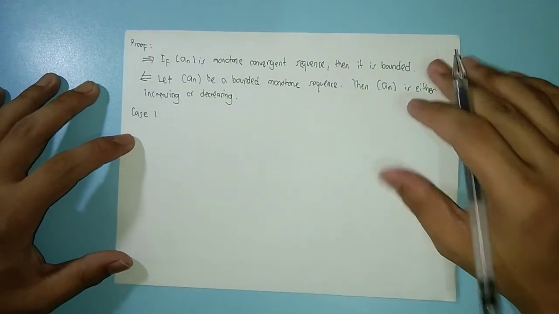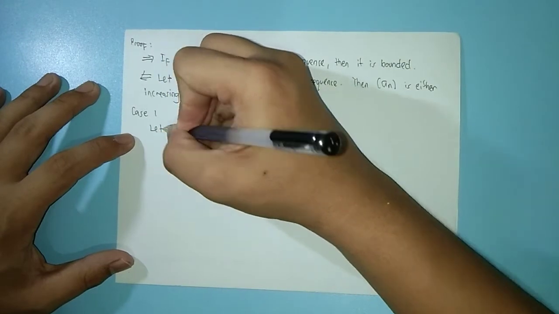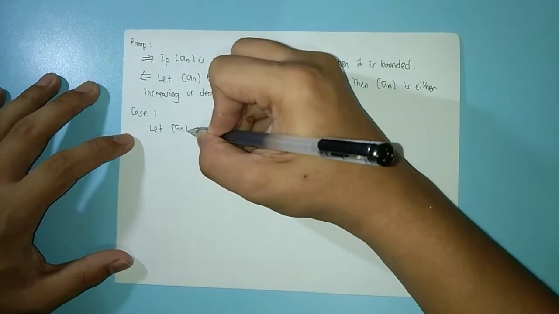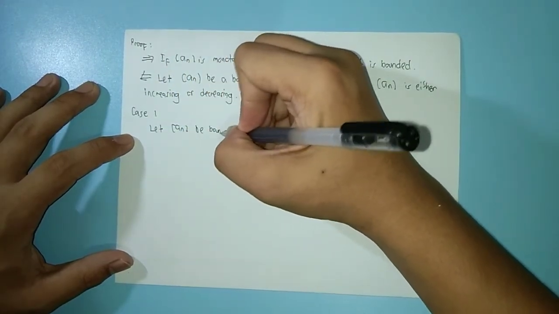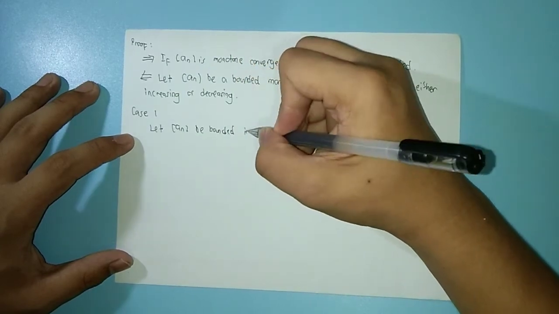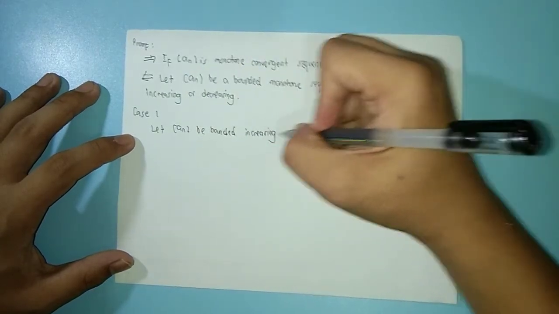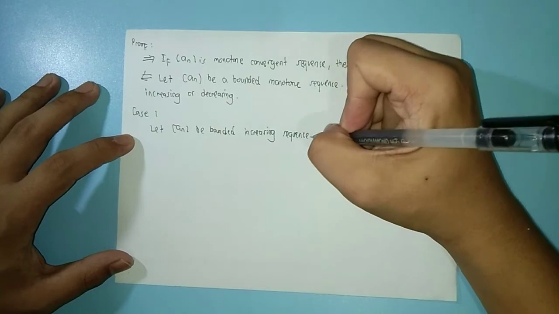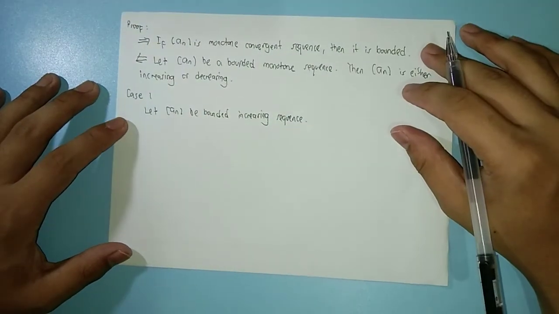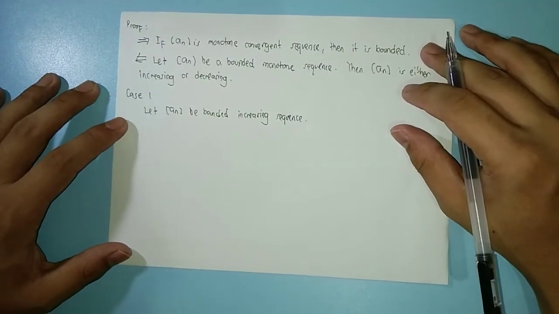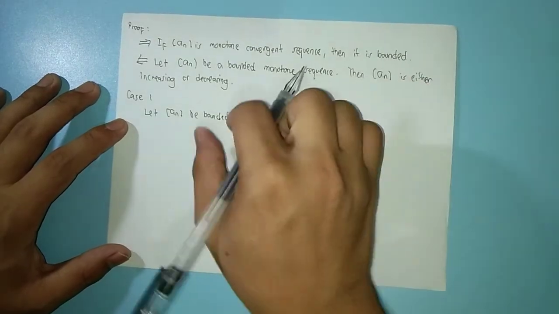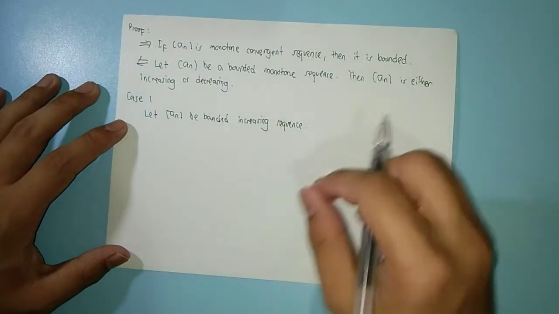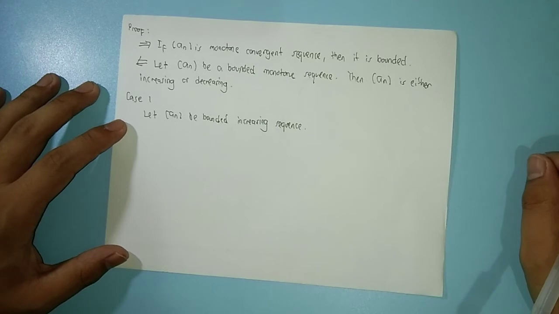So, for our case 1, let natin na yung sequence of a sub n be bounded increasing sequence. So, dun muna tayo sa increasing sequence. Tapos, ang ipoprove natin yung sa bounded increasing sequence, dapat yung limit niya ay yung supremum niya. Okay?